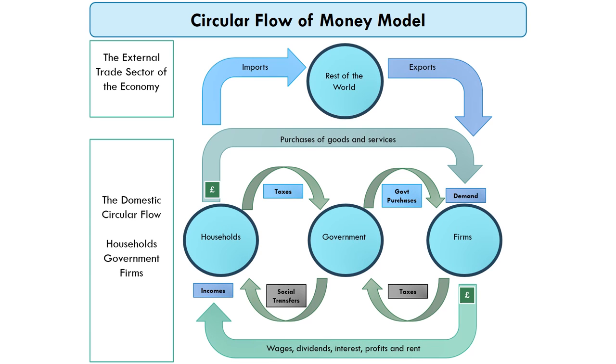So the circular flow of money model looks a bit like this. Now, this is quite complex. Don't try and take this all down just yet. But we're going to be looking at the relationship between households and firms within the economy, and then also introducing the government and the rest of the world. So we're going to build this model up nice and slowly from the start, and then I'll give you a choice of which diagram you'd like to take down.